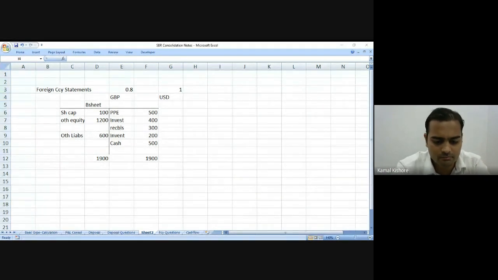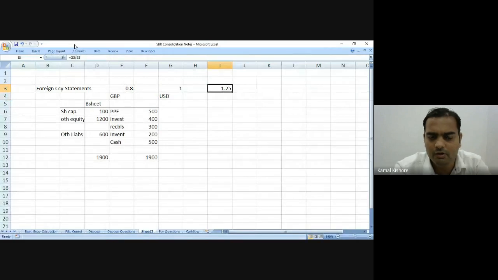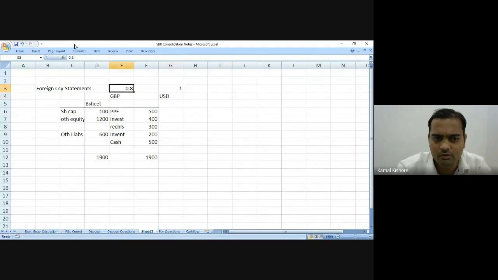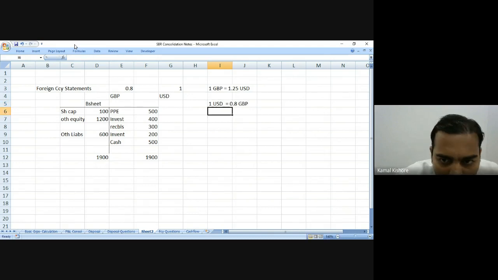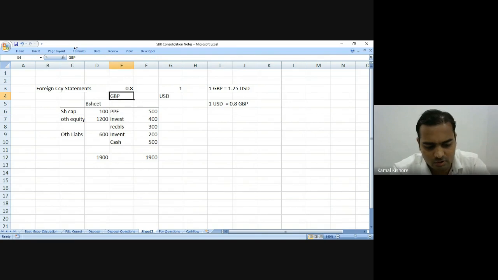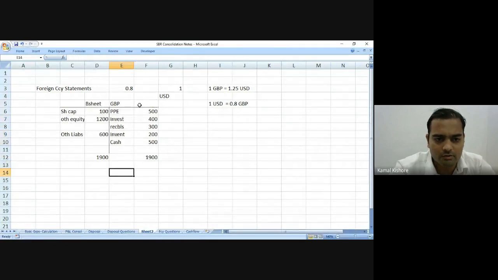What is the rate today? 1.25, which is equal to 1 divided by 0.8. Correct. So 1 GBP is equal to 1.25 USD. That is a conversion. Or 1 USD is equal to 0.8 GBP. Okay. So now this is a GBP financials, let's say. So you have to convert it to USD. How will you convert it?